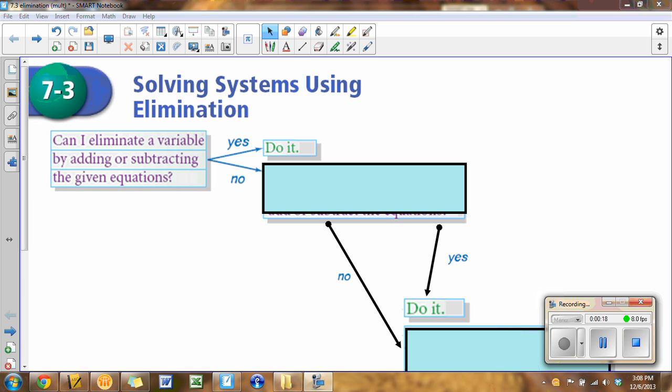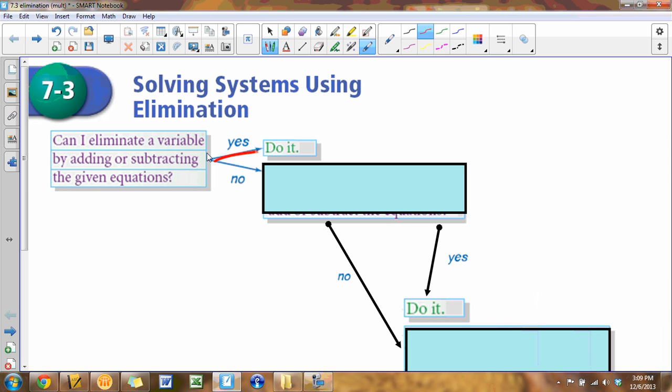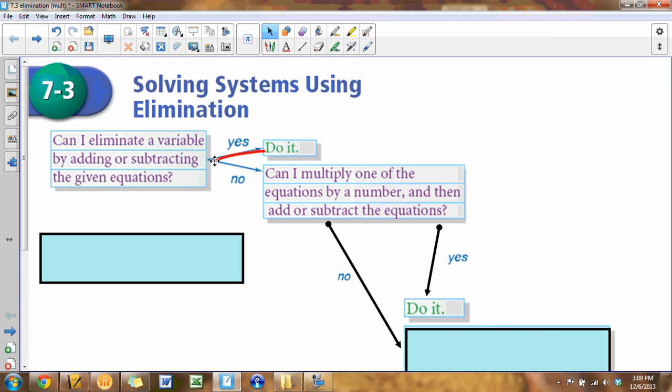So I made this little flow chart for you to fill in on your notes, and you can follow along, and it'll help you decide where you need to go with this eliminating. So if you can't substitute, you'll do elimination. The first thing you're going to do is look at the equations and ask yourself, can I eliminate a variable by adding or subtracting the given equations? So do I already have it so that one of the variables would cancel out? If that's yes, then of course you want to go ahead and just do that. But if it's no, then you're going to ask yourself another question.